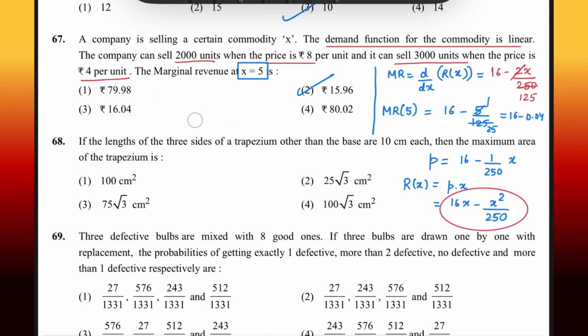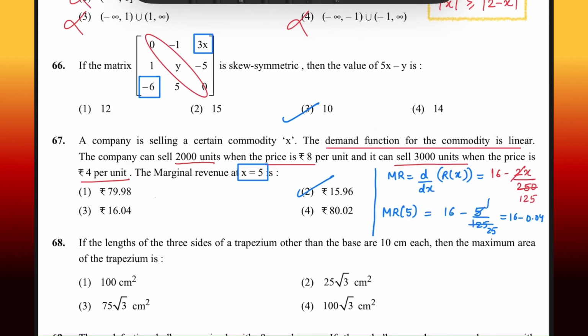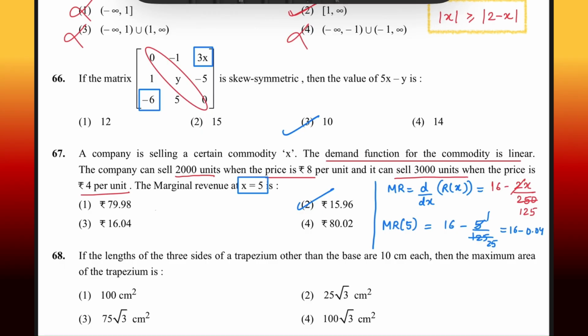So this was a bit lengthier question, although easy, but a bit lengthier in terms of calculation. So we have done up to question number 67. We'll wrap up here today. The remaining questions we'll solve in another video.